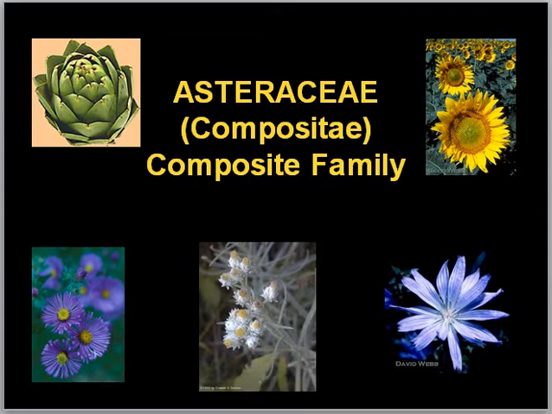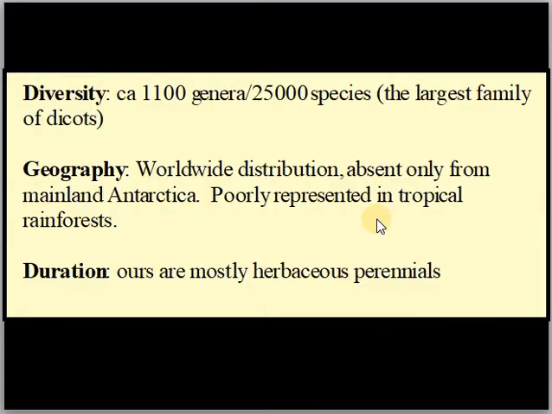So this is Asteraceae. It's called the Compositae family, and the family has a cosmopolitan distribution throughout the world. The sunflower belongs to this family, and they have a diversity of more than 1000 genera and 25,000 species. Apart from Antarctica, they are present everywhere in the world. Mainly they are herbaceous perennials.